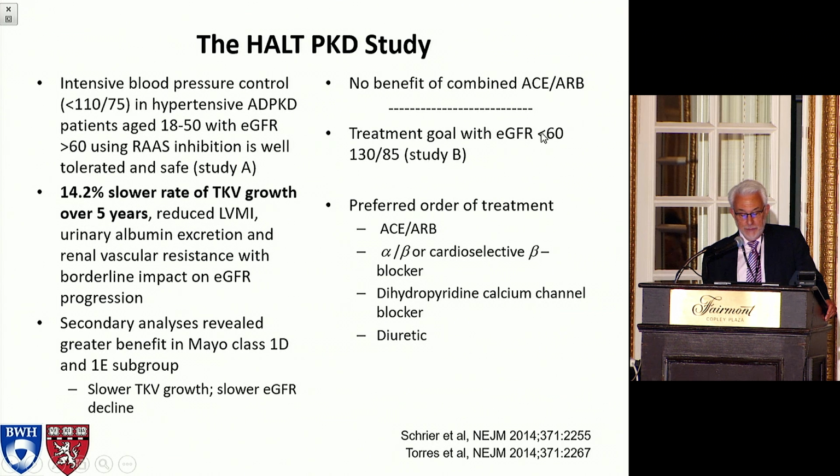Secondary analysis revealed a greater benefit in those who were classified as Mayo Class 1D and 1E, where they had slower TKV growth and slower eGFR decline. There was no benefit of combined ACE-ARB, and I would not use combined ACE-ARB to treat hypertension in ADPKD. In those with eGFR below 60, the study goal of 130/85, below that, is reasonable. The preferred order of treatment would be ACE or ARB, moving to a cardioselective beta blocker, a calcium channel blocker, and a diuretic. We typically avoid diuretics as first-line therapy in ADPKD because their use has been associated with faster progression and a worse renal prognosis.